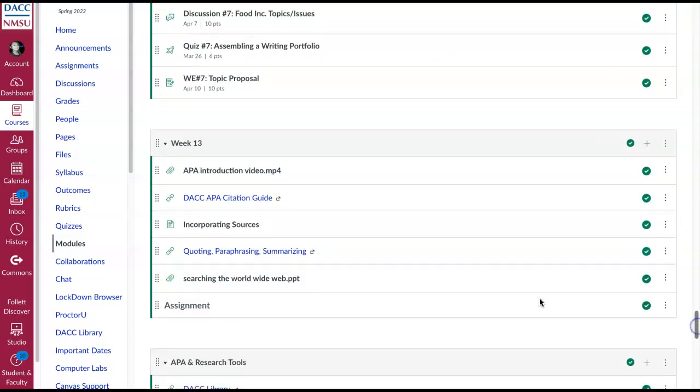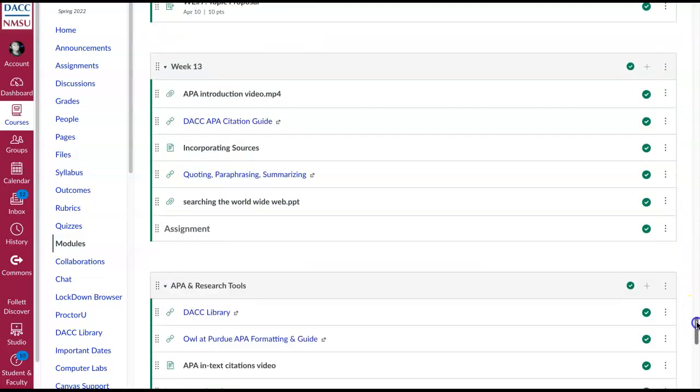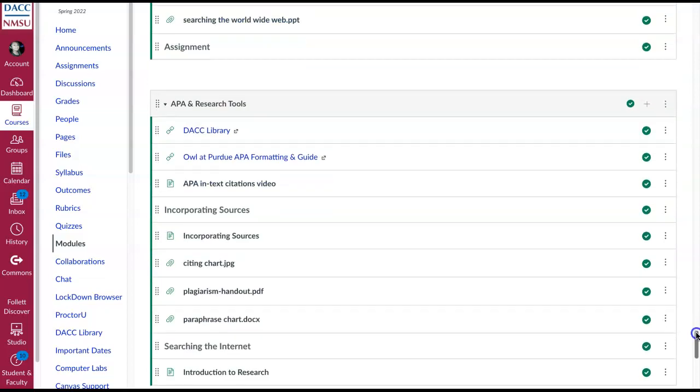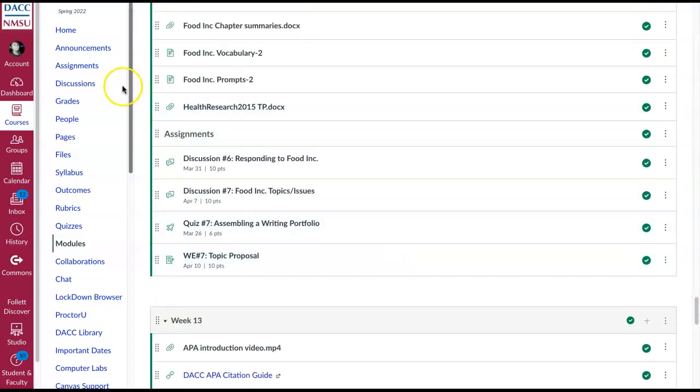And of course, we are going to be looking at the APA modules as well, because they're going to help you cite your information. So please let me know if you have any questions about the portfolio or about citation.